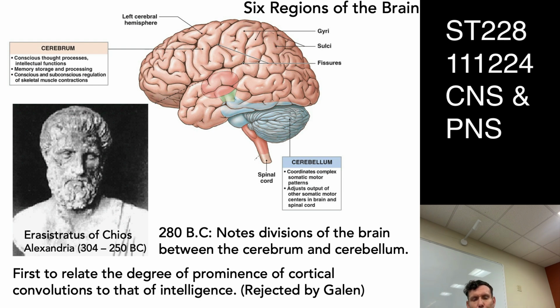So there are 6 regions in the brain. Erasistratus of Chios in Alexandria, he was one of the Alexandrians. We've talked about Erasistratus before. I've probably talked about Herophilus, his buddy, a little bit more often. But these were some of the only ancients that actually got down with some dissection of human cadavers because they were in Egypt, and Egypt was a little bit more enlightened in that regard. So in the year 280, he made a clear distinction between the different regions of the brain, the cerebrum and the cerebellum.